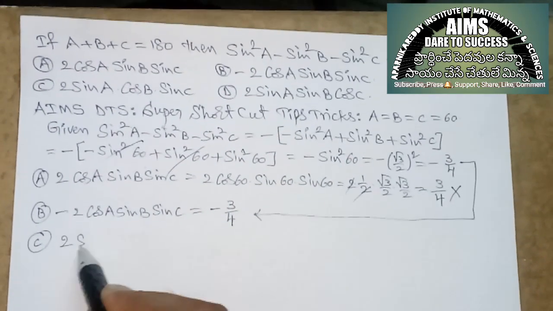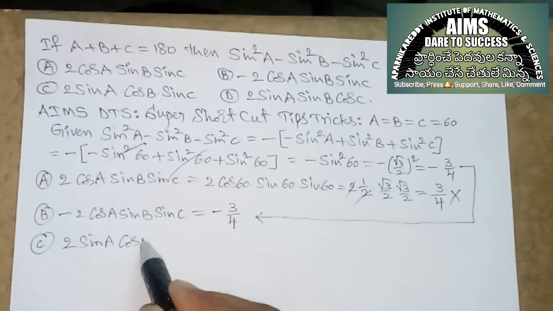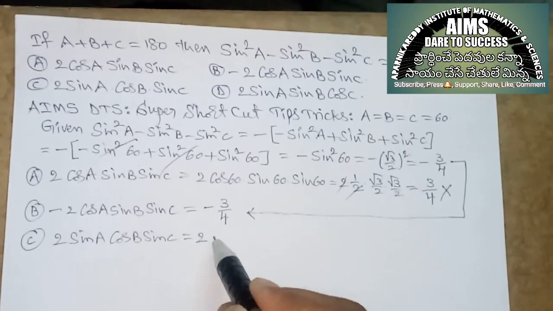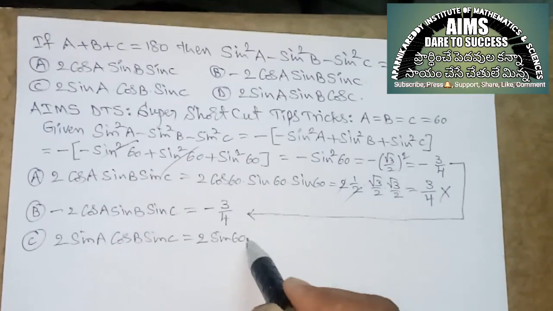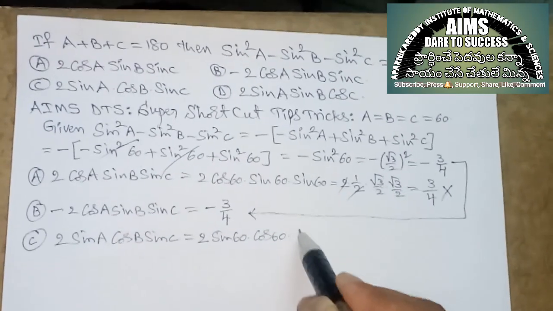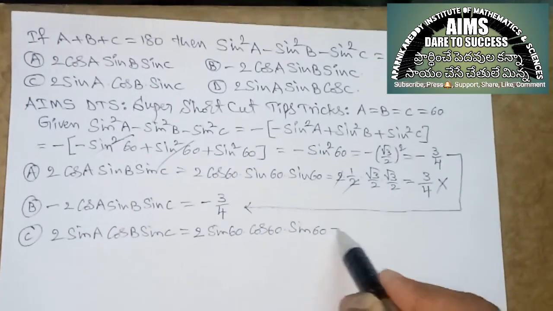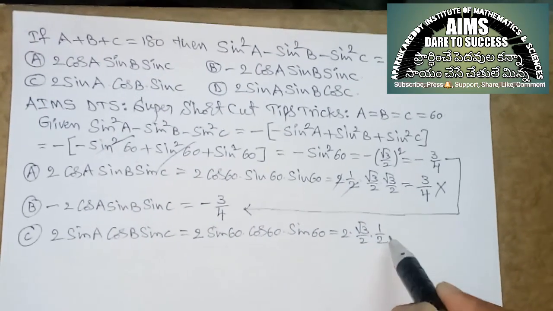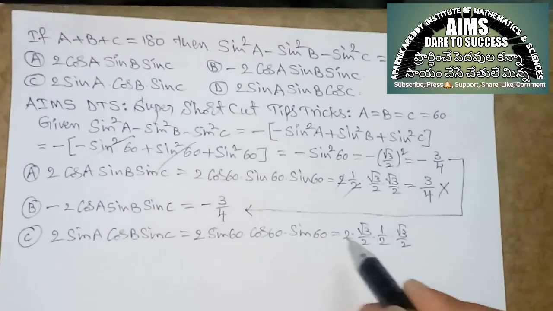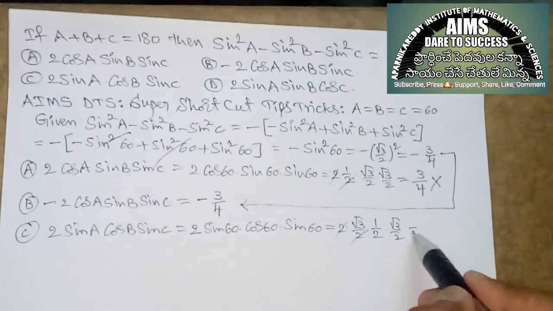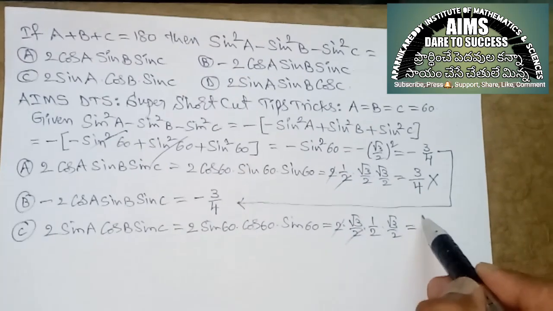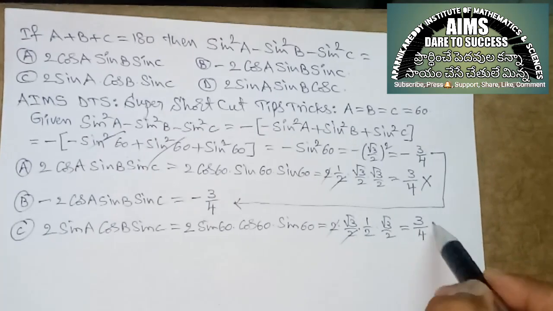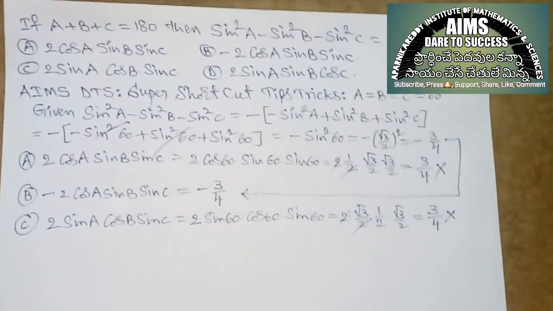Option C is 2 sin A cos B sin C. Substitute A, B, C as 60 here. We get 2 into sin 60, root 3 by 2, cos 60, 1 by 2, sin 60, root 3 by 2. The numerator and denominator 2 get cancelled. The remaining numerator root 3 into root 3 is 3, divided by denominator 2 twos are 4. It is not matching the answer for the given question.